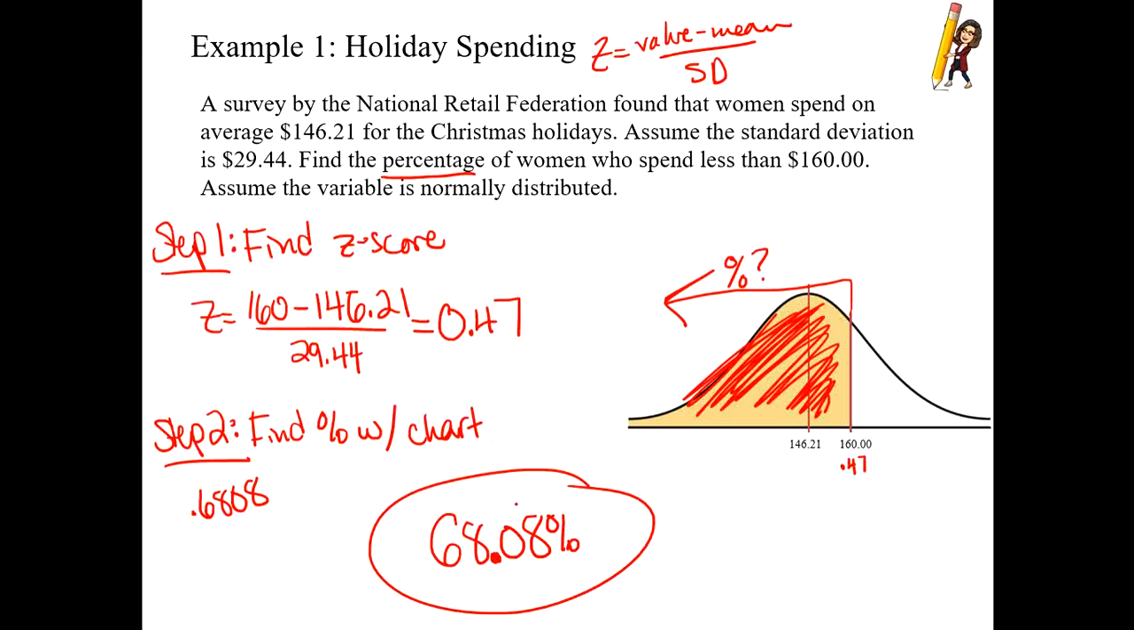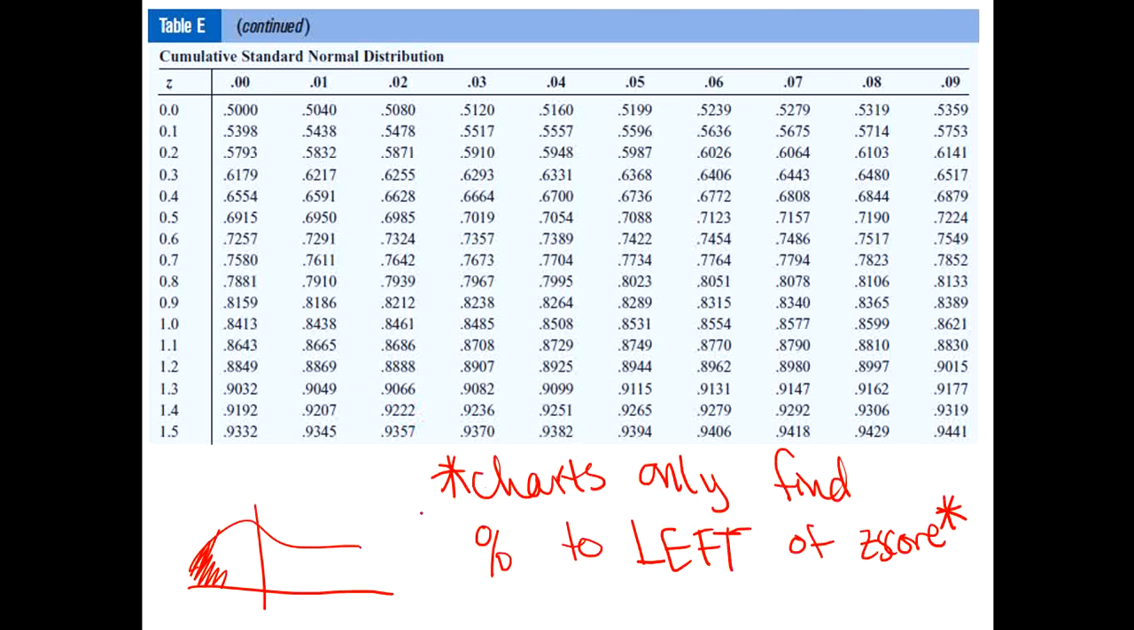It was 68.08. So if we asked a question like, what percent of people fall more than, we're going to have to do some subtraction, which will be example number 3, and we'll even look at another one, example number 2, where we're finding between two values. So I just wanted to point out that this chart only finds the percent to the left of the z-score. So that's something to keep in mind.